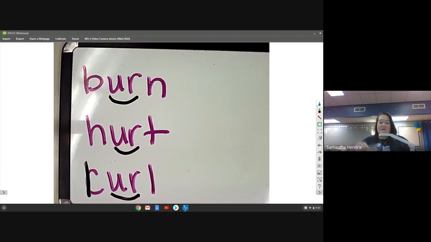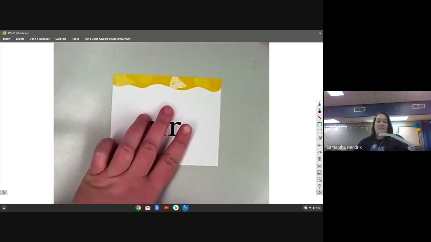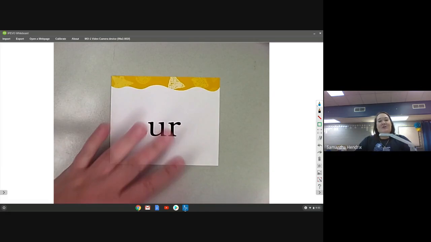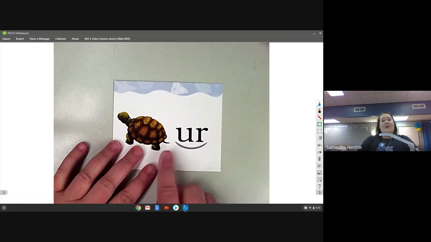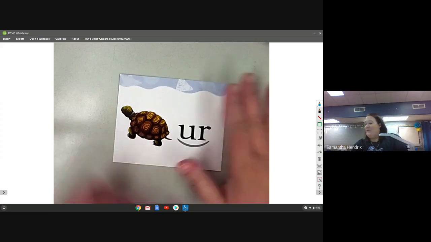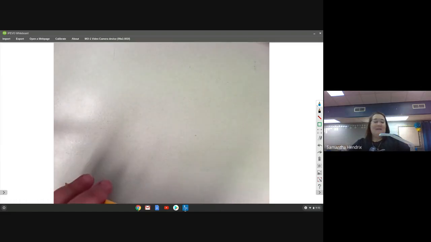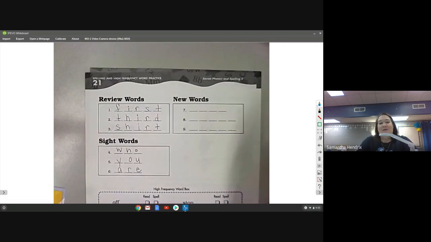So our new deck cards. So when we see this card, what are we going to say? Are we going to say you are? No, we say combination you are. Okay. Our new picture card is turtle. Turtle. Do you hear the UR in there? Turtle. Okay. So let's look back at this. New words. Let's spell hurt.